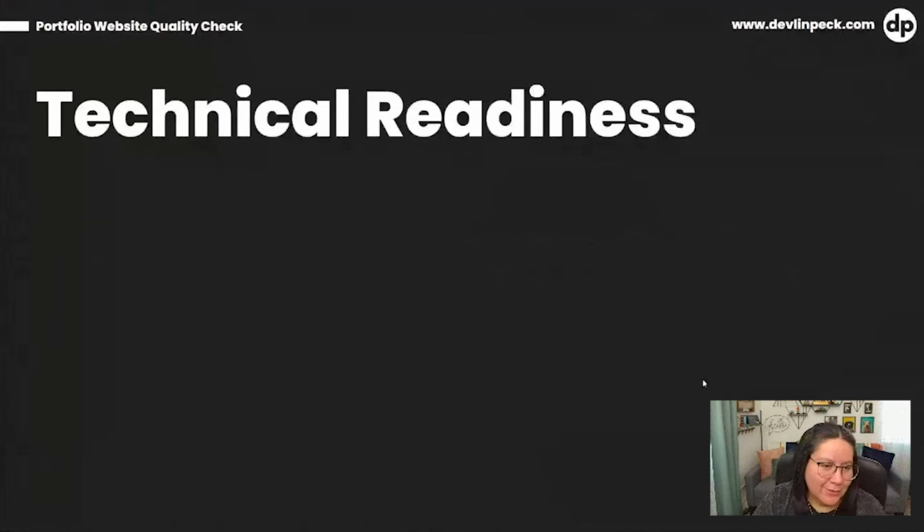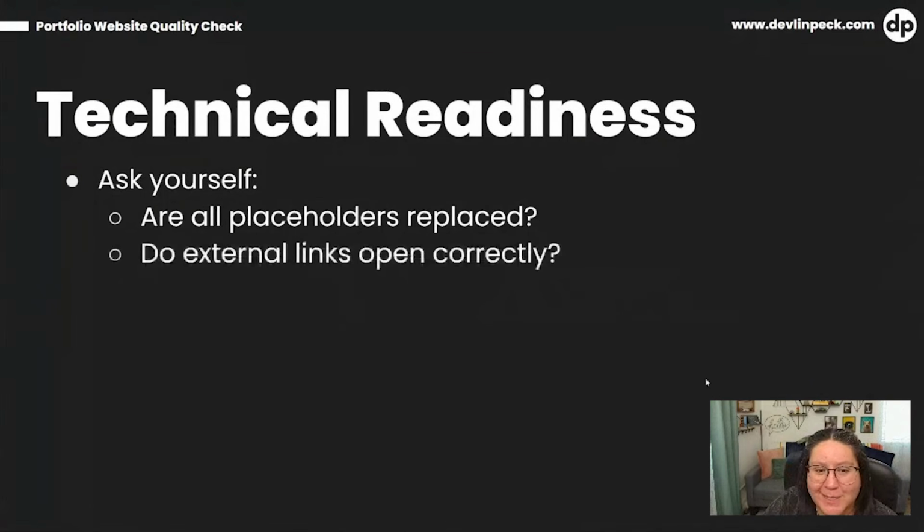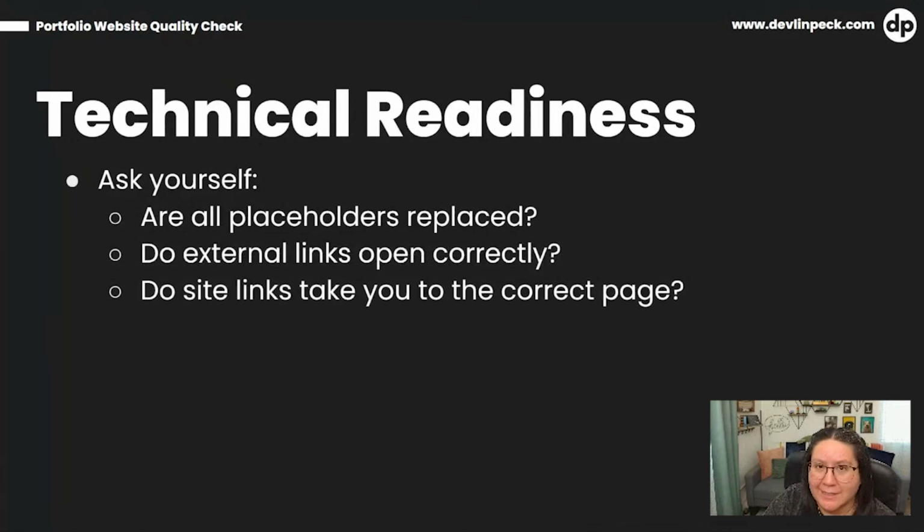Okay, the last one, technical readiness. This one, like I said, is pretty easy. You don't want to send out a portfolio website if it still says like add image here. That's not a good look. So make sure your placeholders are replaced. Do your links open correctly? So if it's a project link, you want to make sure it's going to your project. Do your site links go to the right page? If we press about, does it take us to the about or does it take us to featured or something?